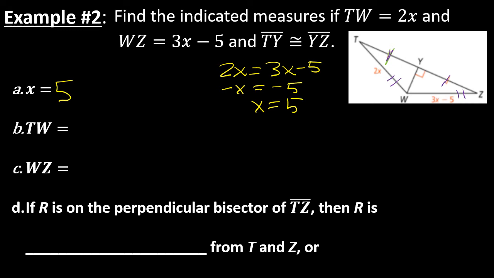So TW is going to be 2 times 5, which is 10. WZ should be the same thing, but 3 times 5 is 15. 15 minus 5 is 10.